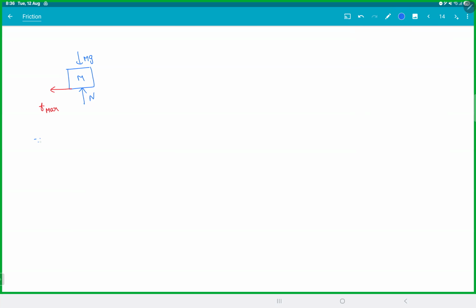Since it is slipping, friction is maximum. If it is not slipping, then you will say, I don't know. Since it is slipping, F is maximum. Acceleration will be backward then. Then F max is mu N, which is equal to mass into acceleration. N is nothing but mg. Therefore, acceleration of the block is mu g.